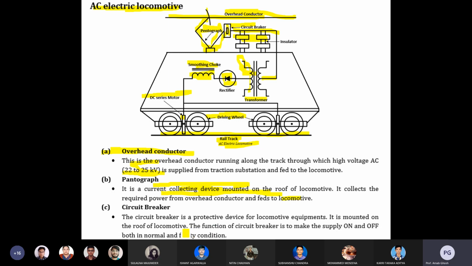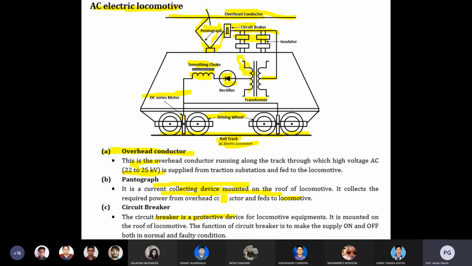Then what happened? Then the circuit breaker is there. The circuit breaker is a protective device for locomotive equipment. For any protection, or any emergency stopping signal, it can disconnect your system from that overhead power line. That benefit is there with the pantograph.